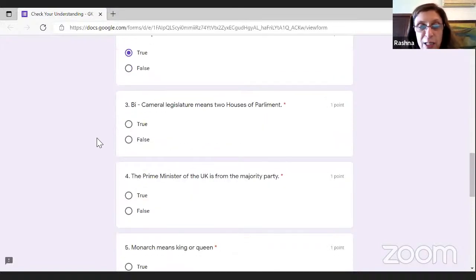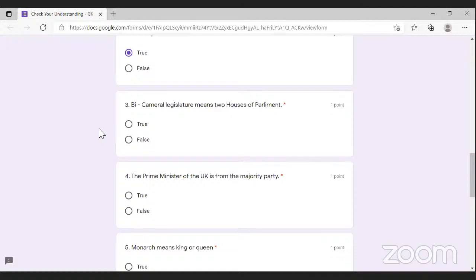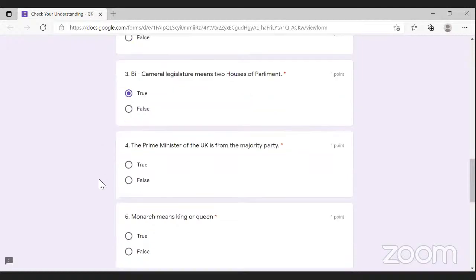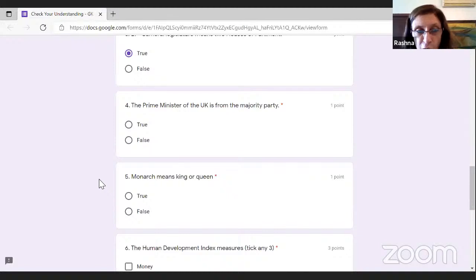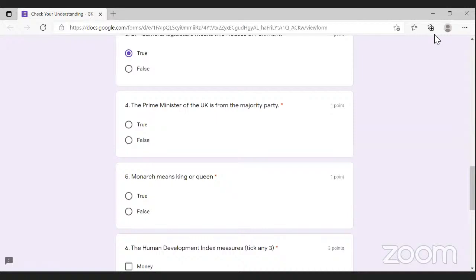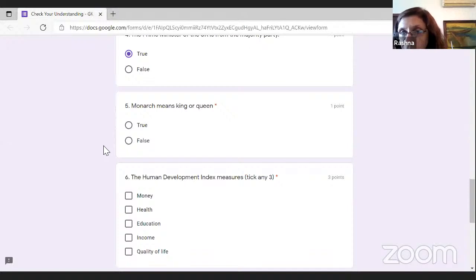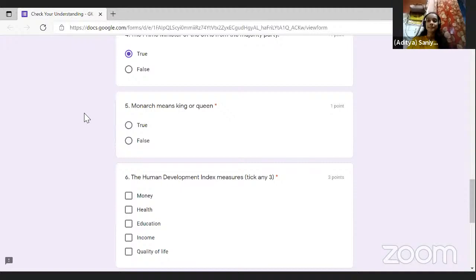Bicameral legislature means 2 houses of parliament. True or false? Pranita. True. True, well done. The Prime Minister of the UK is from the majority party. True or false? Payal Gupta. True. True, well done. Monarch means king or queen. Sanya Kesarwani. It's true, ma'am. It's true, absolutely right. Shoaib just let us know that.